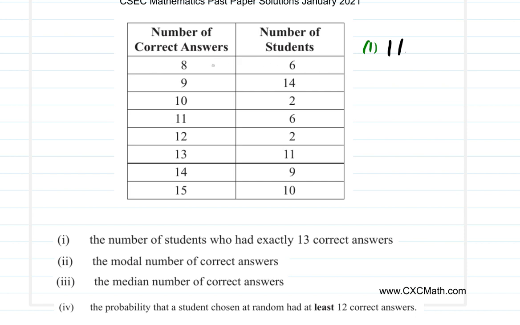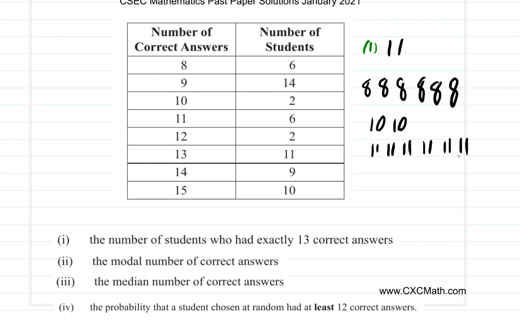Remember, when you're looking through, before you put the table together, you will say number of correct answers, students. Look at how many students got 8 answers correct. So you say 8, 8, 8, 8, 8, 8. That's 6 of them. How many got 10 correct? 10, 10. That's 2 of them. How many got 11 correct? 11, 11, 11, 11, 11, 11. That's 6 of them, and so on.